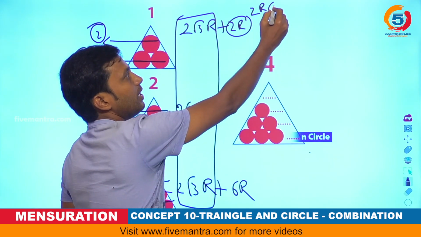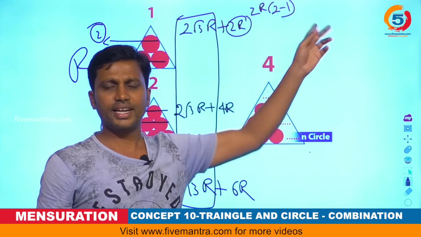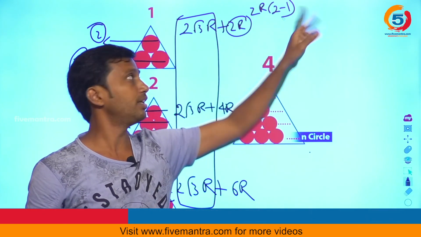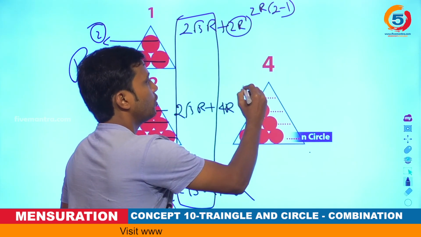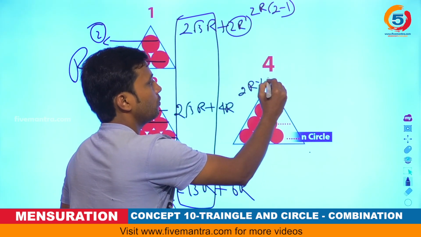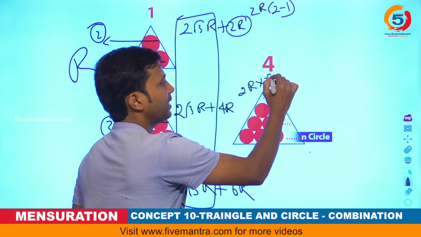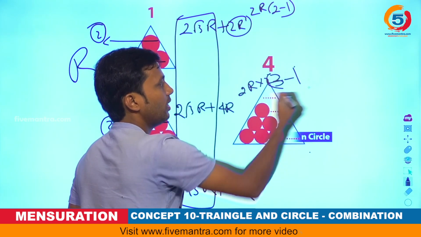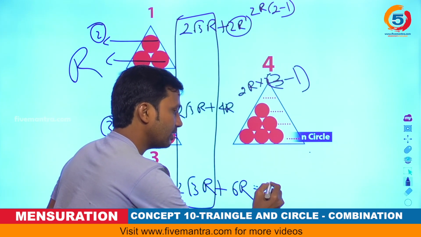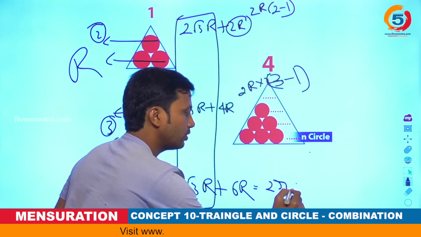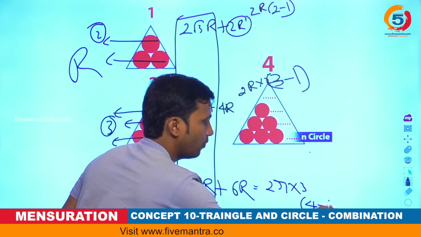Now I will rewrite this term. This is 2r. 2r can be written as 2r into 2 minus 1. Can we write like this or not? 2 minus 1 would be 1, and 1 into 2r would be 2r, that's it. Next, here 4r can be rewritten as 2r into 2, and this 2 can be rearranged as 3 minus 1. And 6r can be written as 2r into 3, and this 3 can be further written as 4 minus 1.